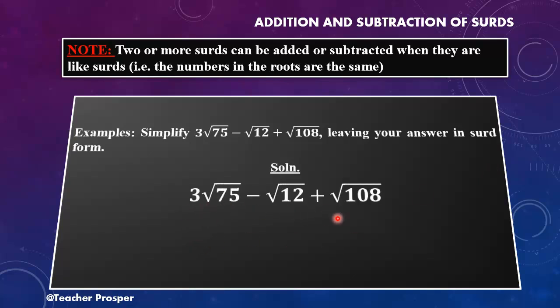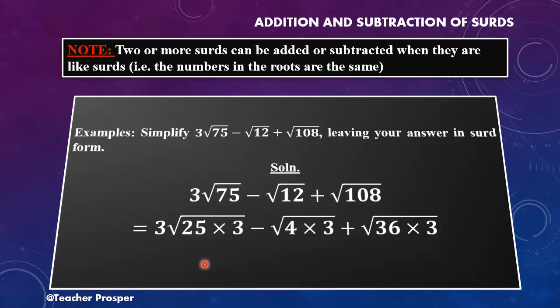So, taking our question from here, obviously you realize that these are not like surds because the numbers under the root are not the same. So we'll try our best to simplify them and put them in the basic form to see whether they will become like terms so that we can add or subtract them. Now, we look at how to break these down.